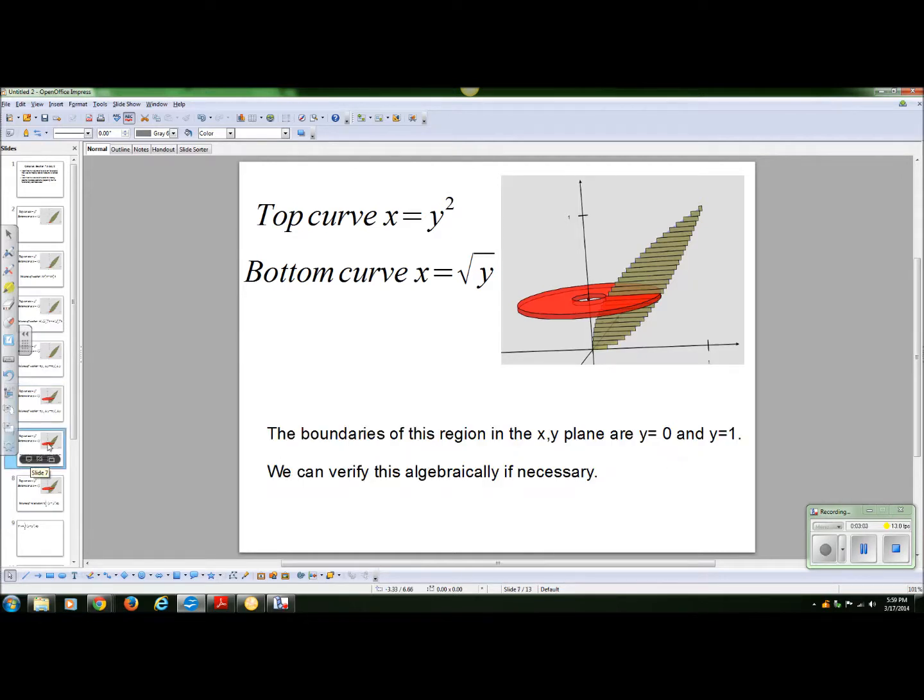So the boundaries of this region in the xy plane are y equals 0 and y equals 1. And we can actually verify this algebraically if we want, but we won't do that here. We can notice that this is the same idea as Riemann sums. In other words, if we increase the number of rectangles and decrease their width, this results in finer and finer washers, with the limiting result summing to a perfect calculation of the volume of the solid.